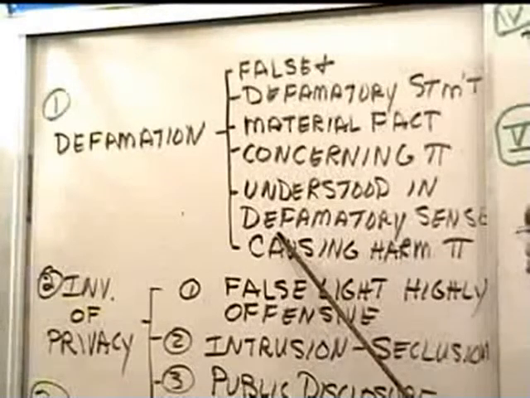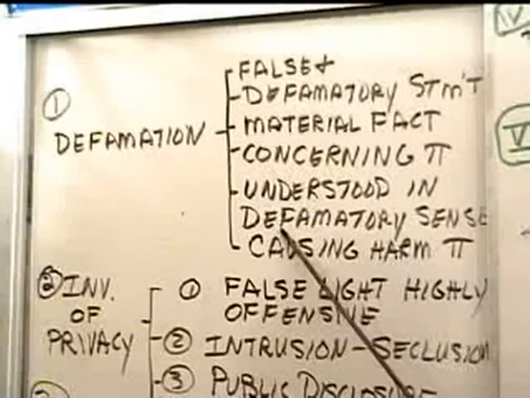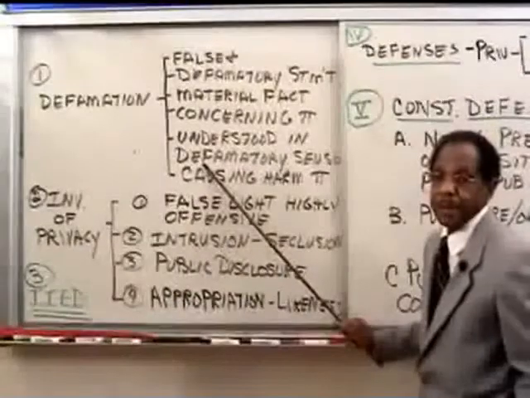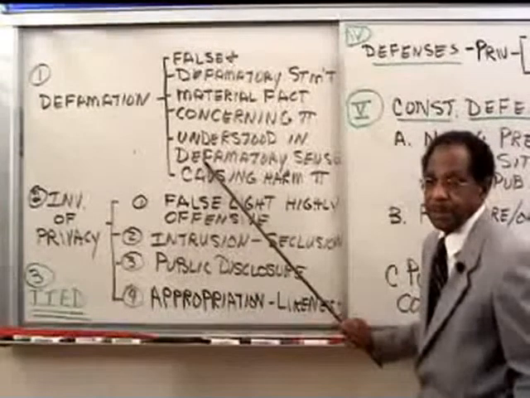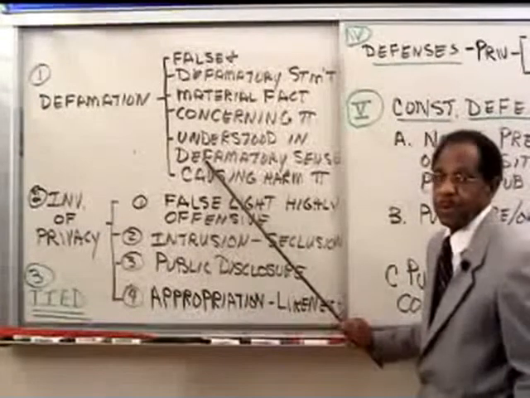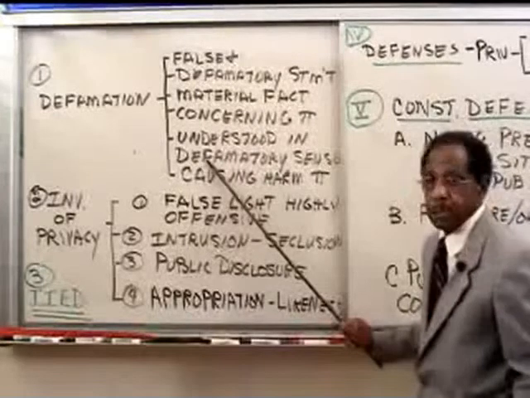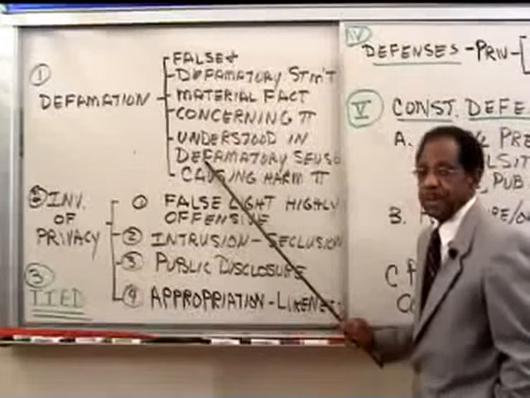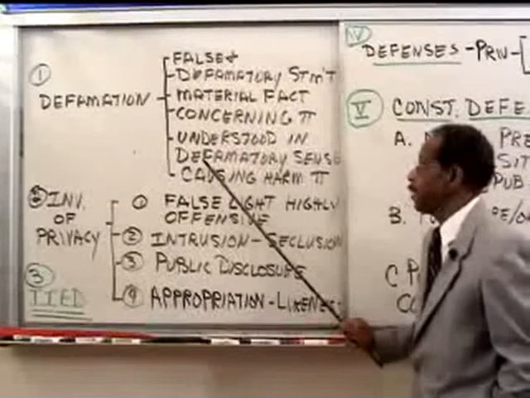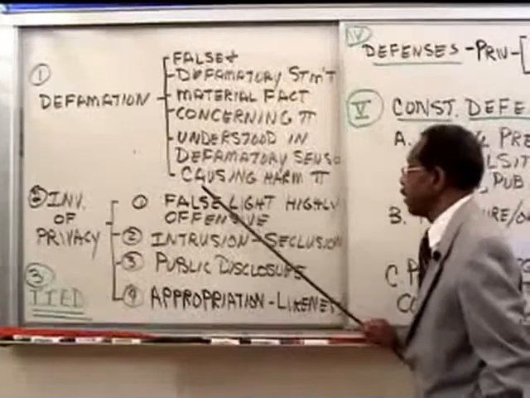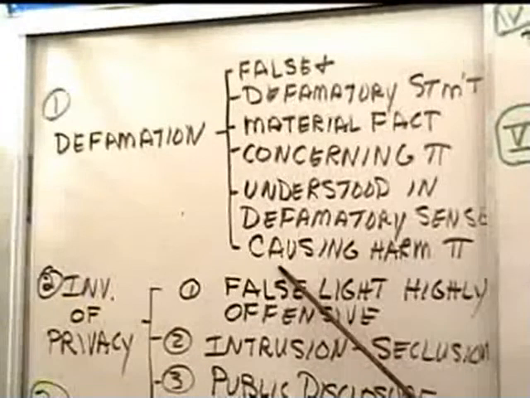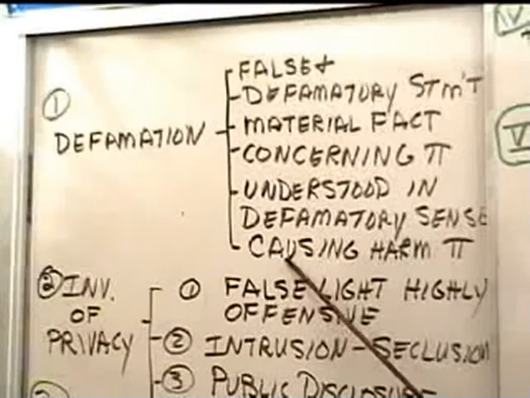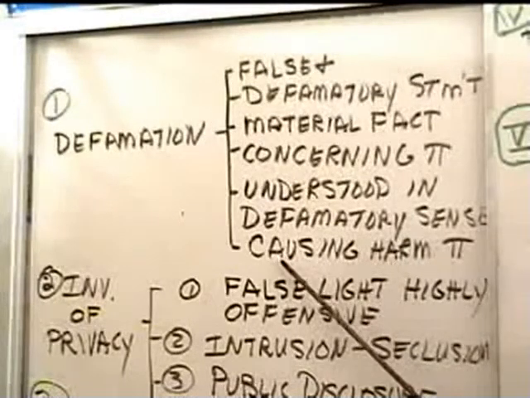This is what the innuendo is about, so that a person might not understand a statement in the defamatory sense if it has more than one meaning. And the general rule is that if a reasonable person might interpret it in its defamatory sense, then that's enough. And finally, causing harm to the plaintiff. The harm can be harm to the plaintiff's reputation, or it can be economic harm.